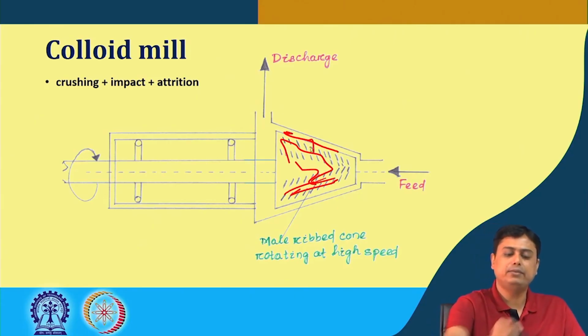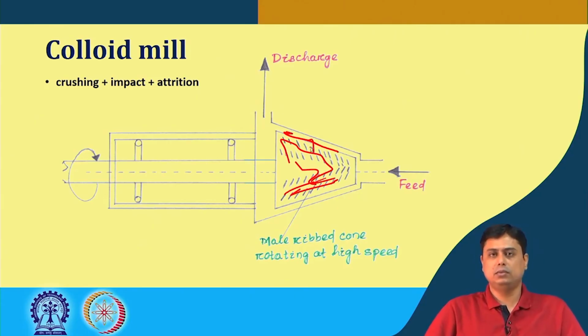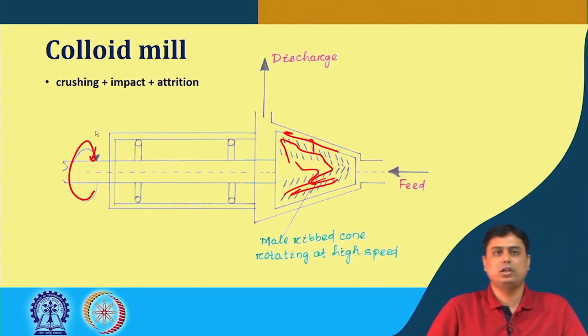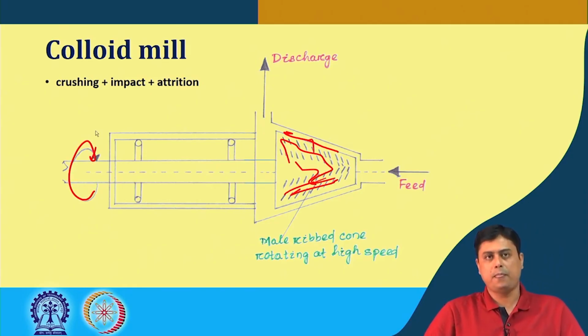So, we can easily identify the crushing mechanism between the two solid parts, high velocity impact due to the very high speed rotation of this spindle, and the attrition between the particles.